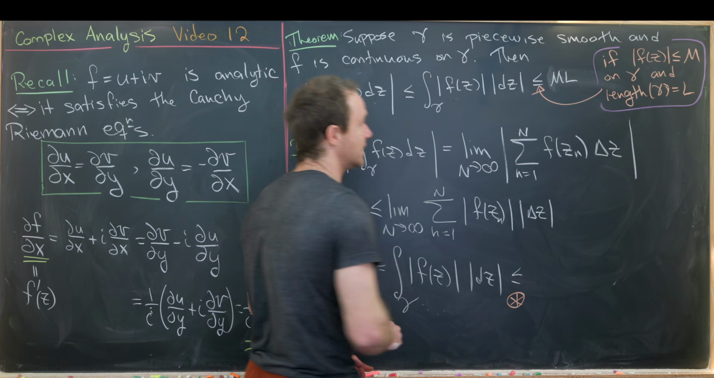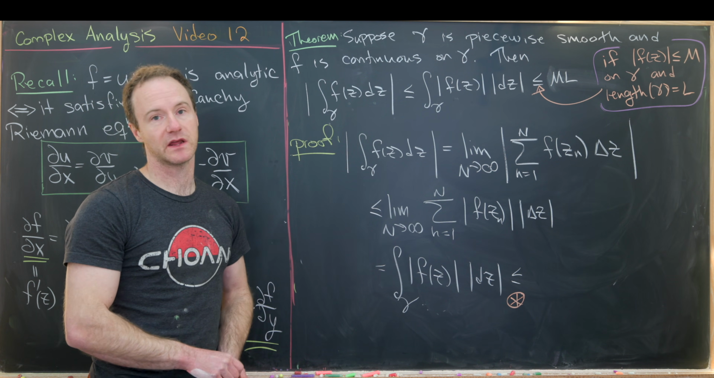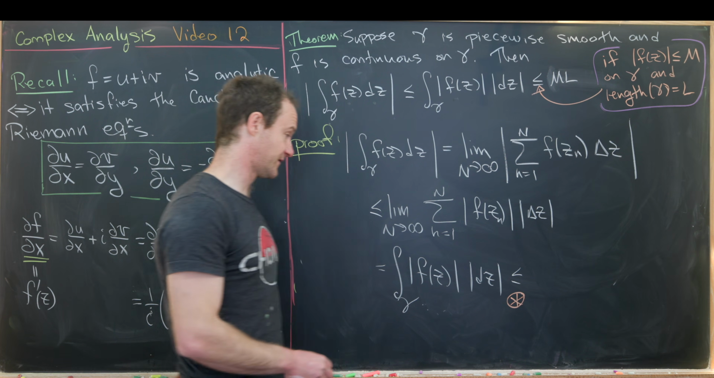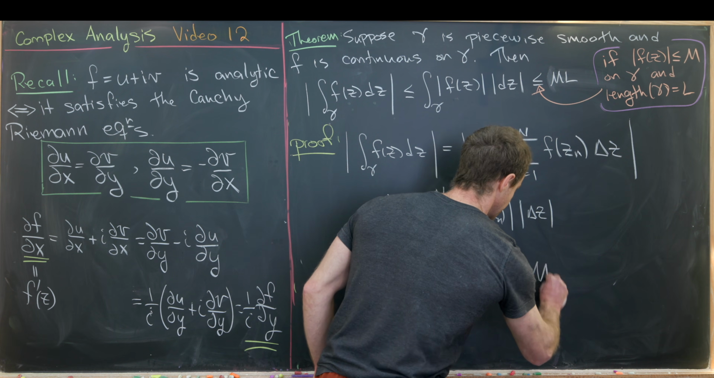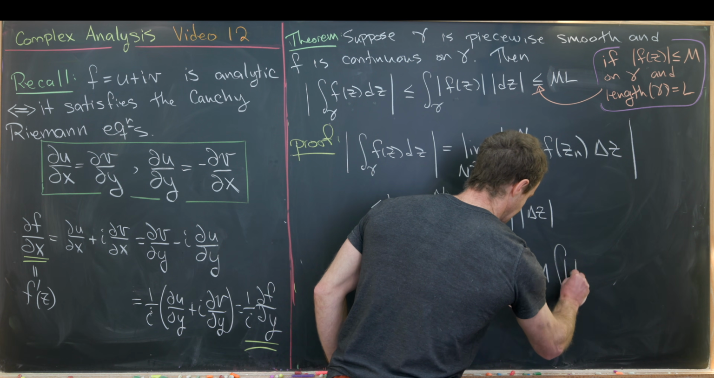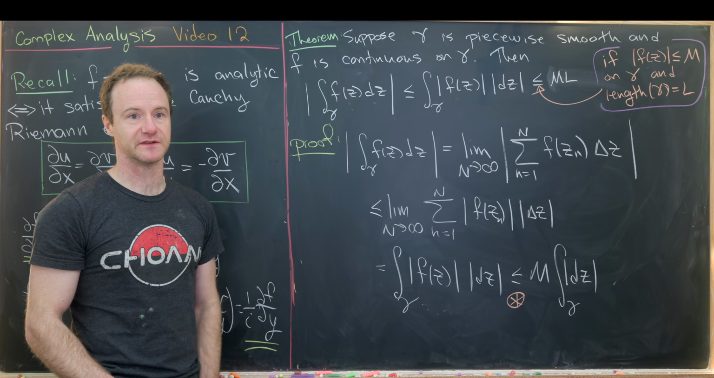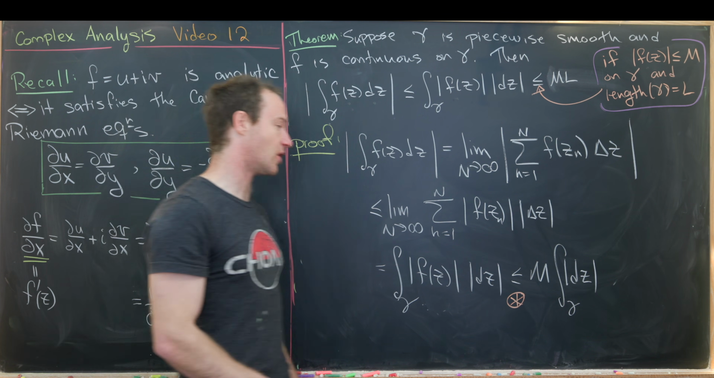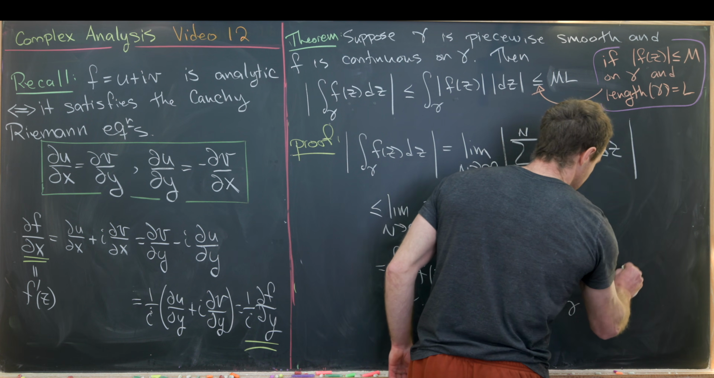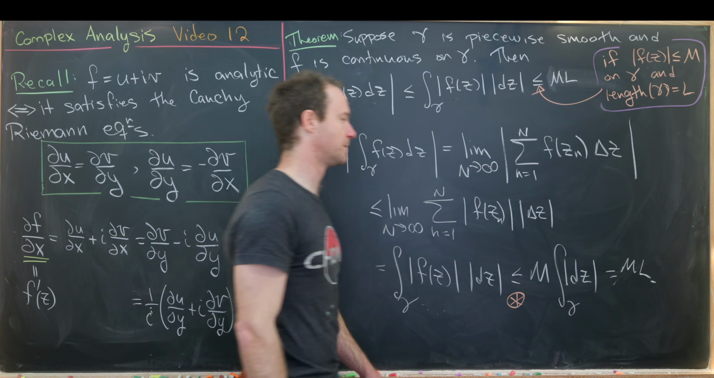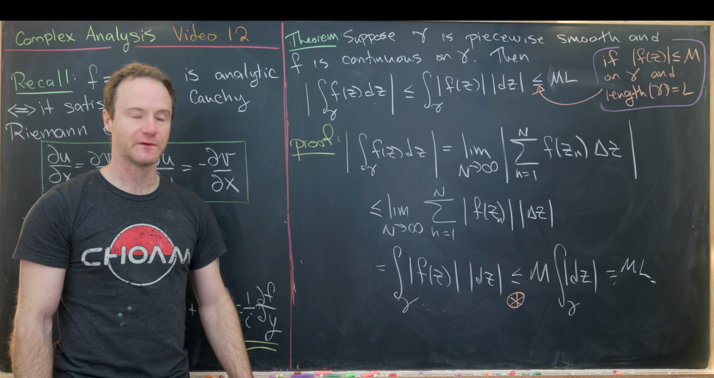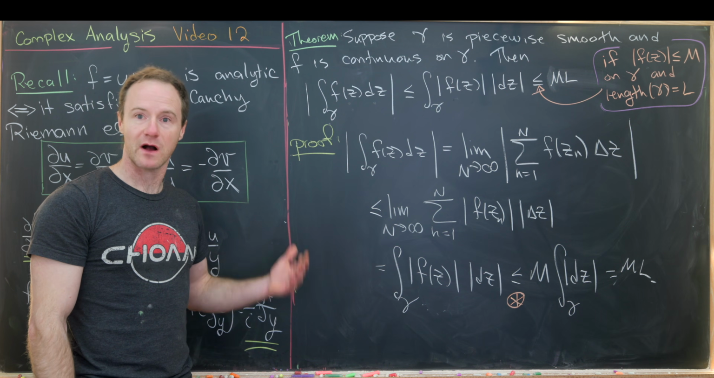But now notice that if we, in addition, I should say, assume that inequality up there with the modulus of f, this is going to be less than or equal to M times the integral over gamma of the modulus of dz. But the integral over gamma of the modulus of dz gives us exactly the arc length, and that is L. So this is equal to ML. Okay, and so that completes the proof of this theorem. Now we're going to do a couple more results.